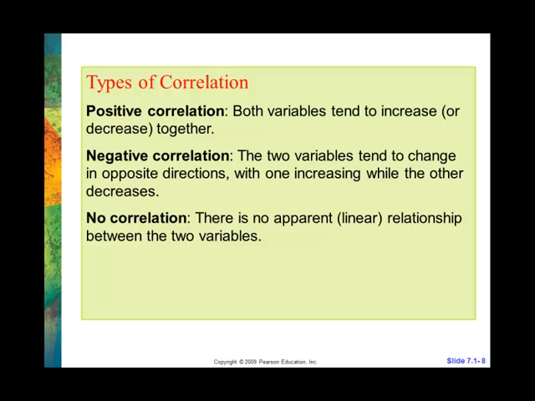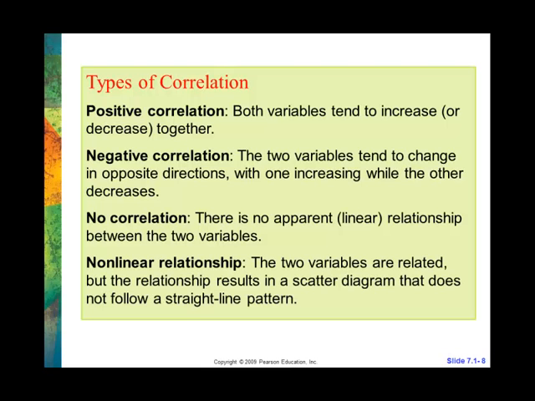No correlation means that the dots are everywhere and there's really no way to tell that one has an effect on the other. And the last thing is that there's a non-linear relationship, which means that we can look and see, yes, there's some kind of relationship, but it's not a straight line. And that's something we can't do anything about. We can't give it a correlation because it doesn't have a linear effect.